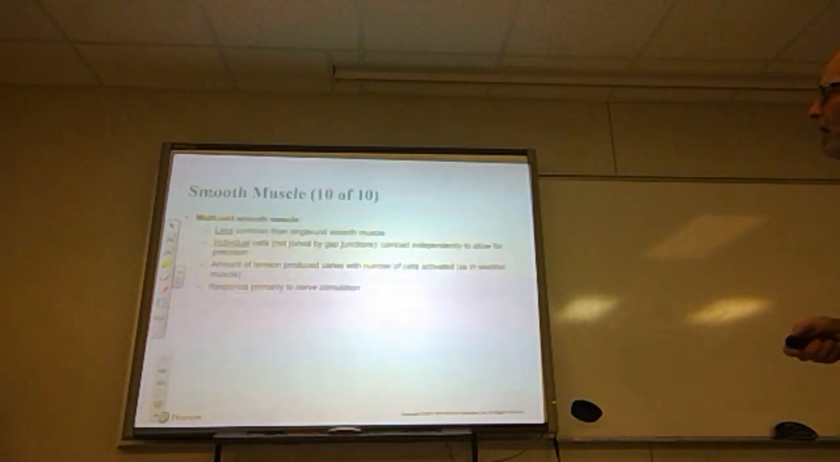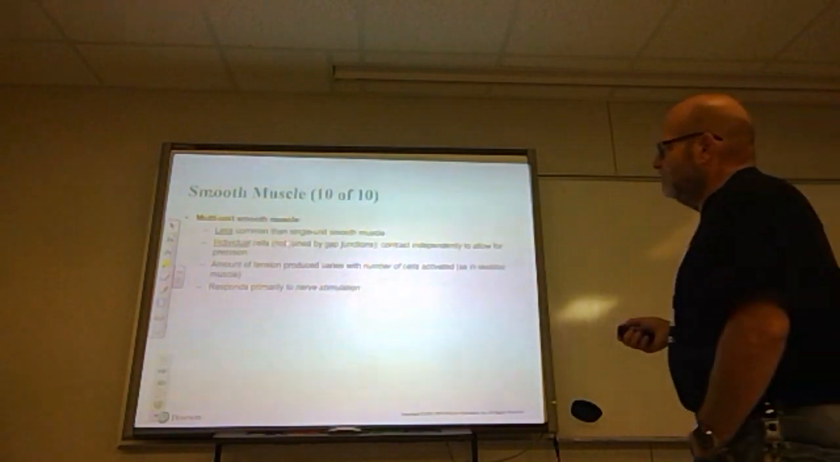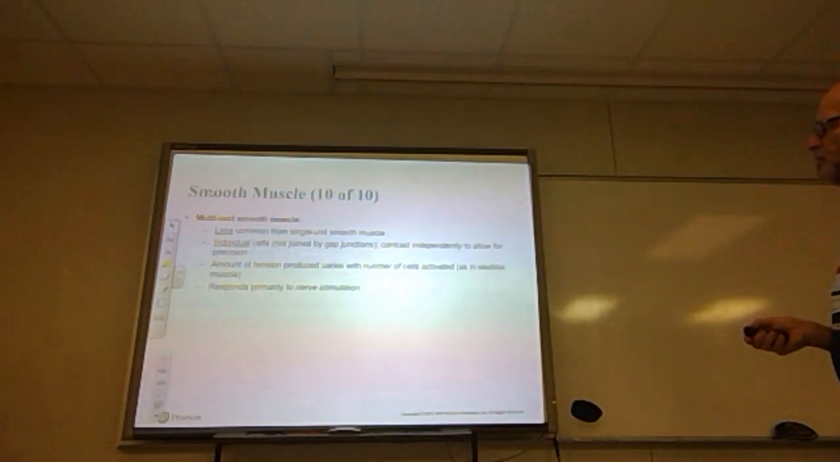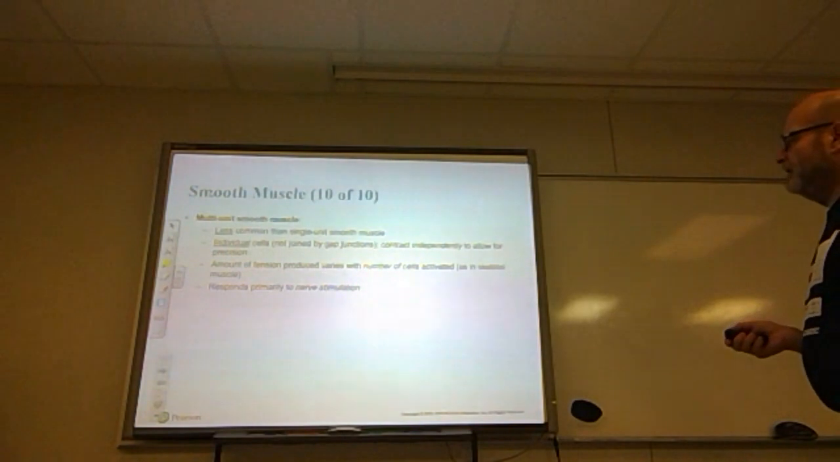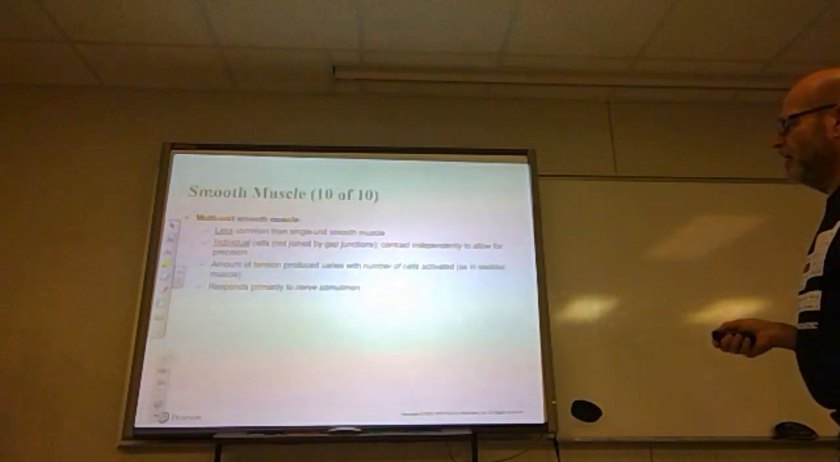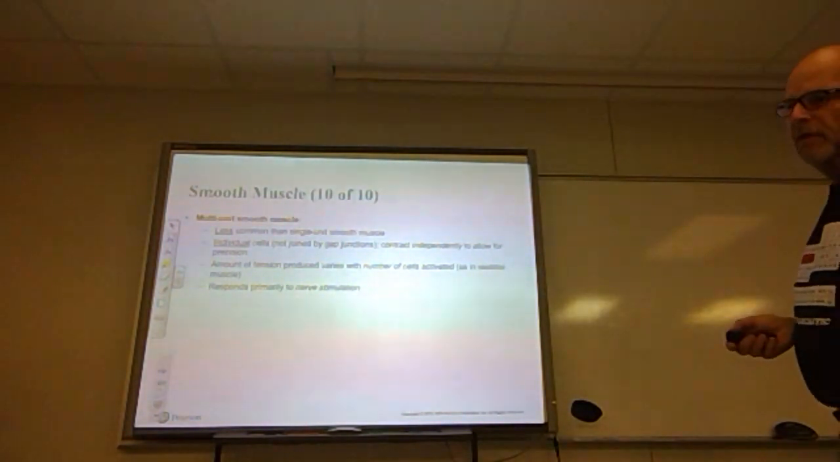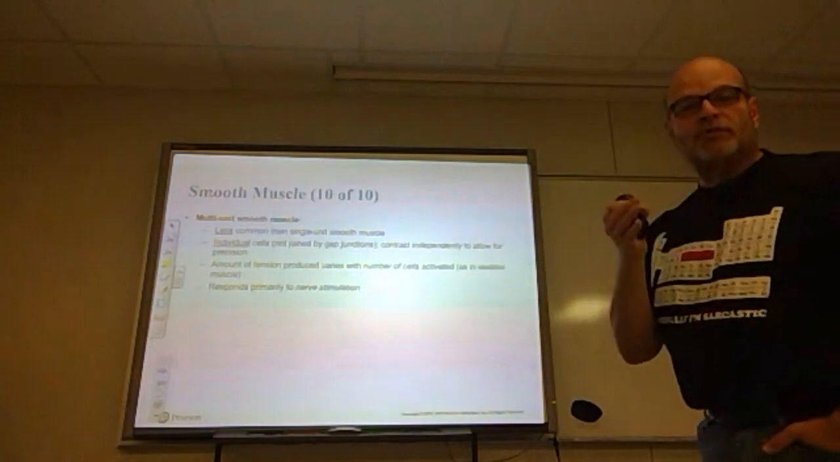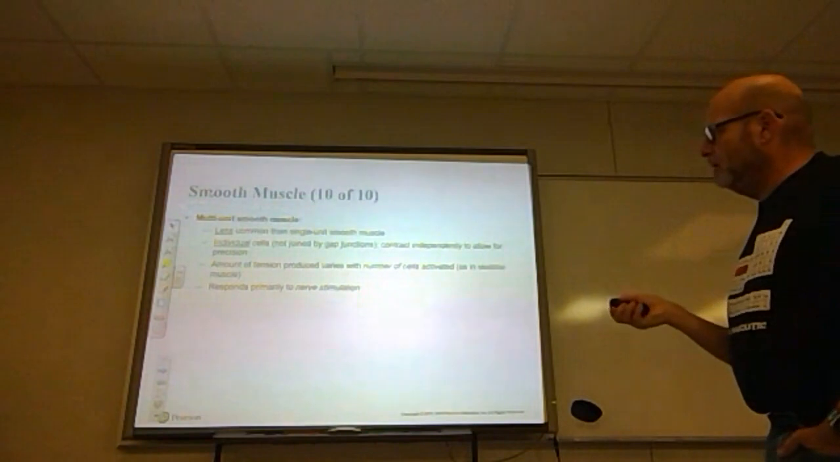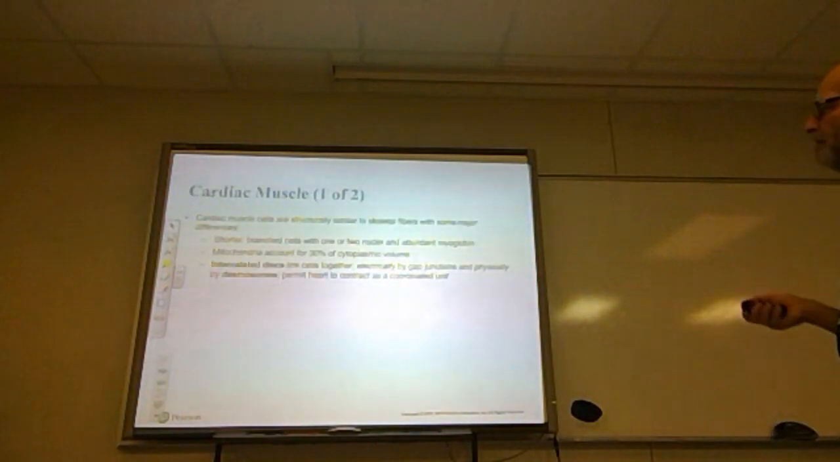Cells respond to multiple stimuli, such as mechanical, hormonal, neural, and local pacemaker cell stimuli if you happen to have a pacemaker. Multi-unit smooth muscles are less common than the single unit type. They generally have individual cells not joined by gap junctions. They contract independently to allow for precision. The amount of tension varies with the number of cells activated and responds primarily to nerve stimulation. Think of the muscles that control the size of the pupil of your eye. These are multi-unit smooth muscles.